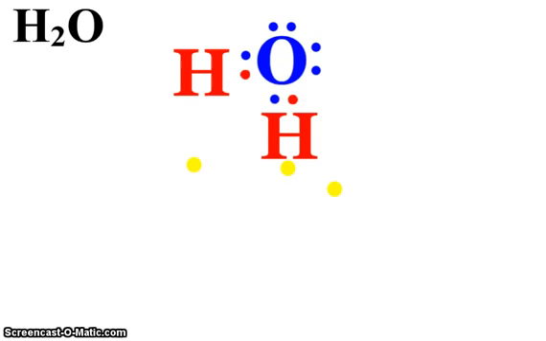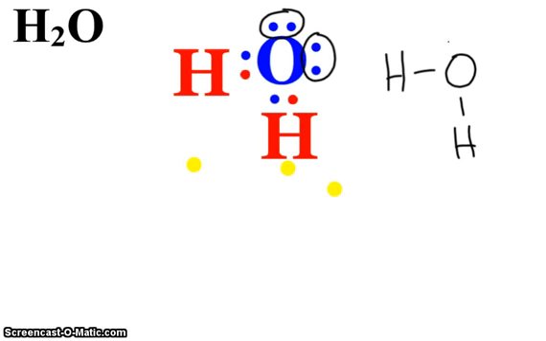And so there we have water. Now, when we draw this, I want to change those shared pairs into dashes, but I also want to make sure that I keep these electrons on the oxygen, and we'll define those in a second.